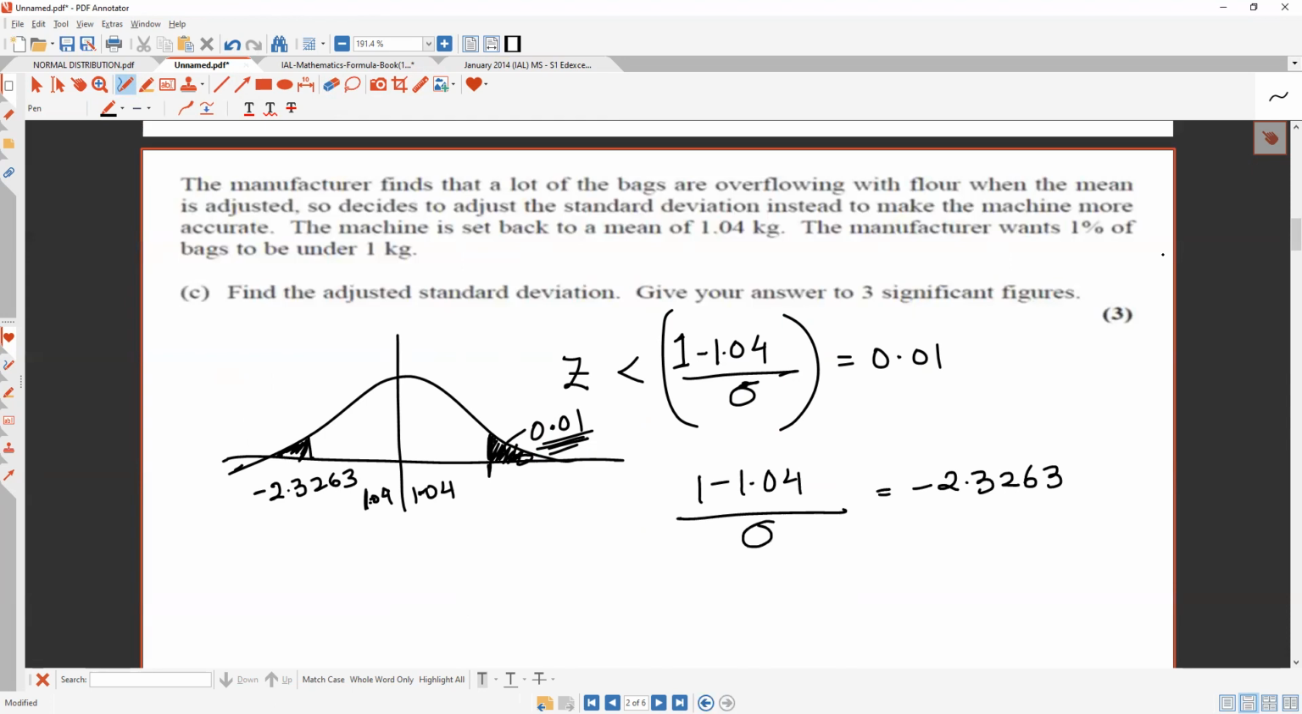Pause the recording, please. I'm pausing the recording. You guys do it on your own. Okay, so the answer is matching. The answer is 0.0172. Okay, then let's go to the next question now.